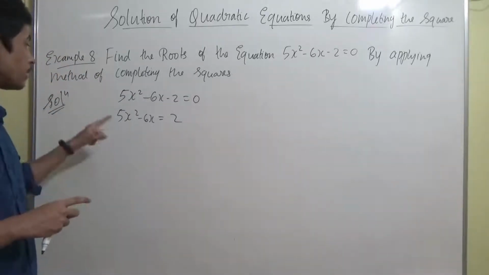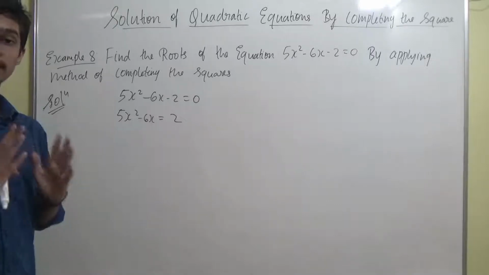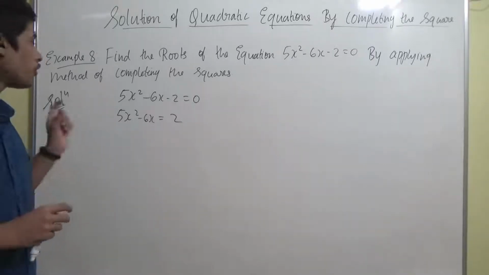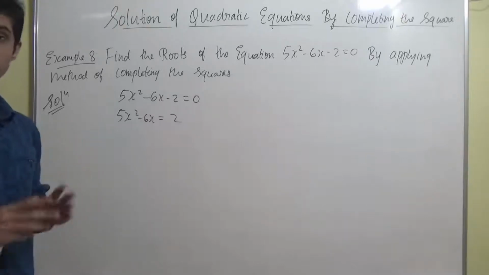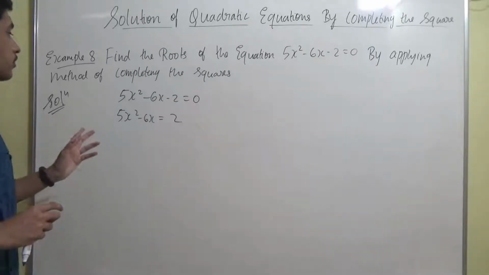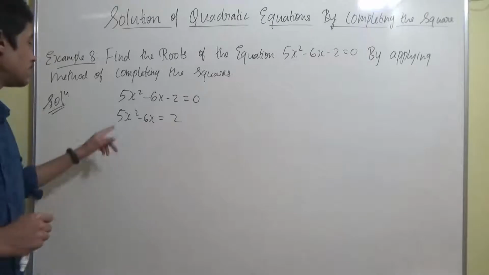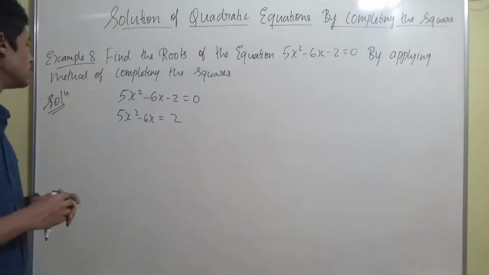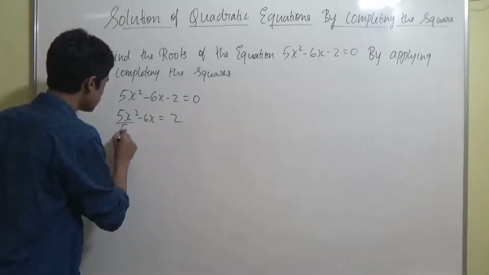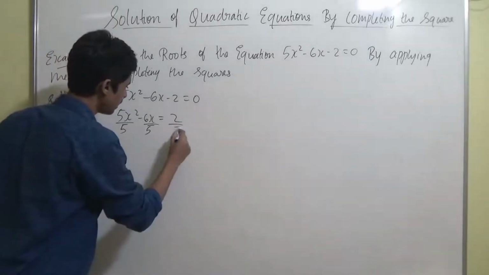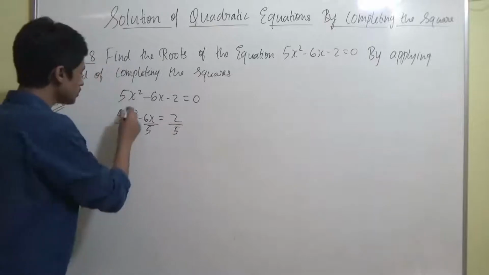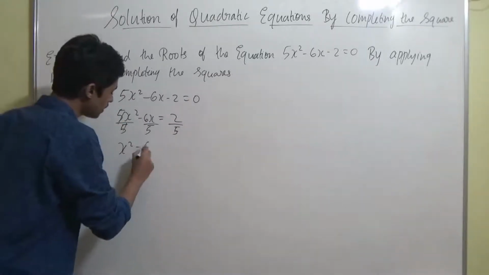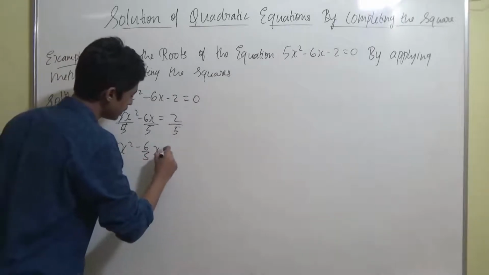The second step is you have to make sure that x square is just x square. It shouldn't have any multiplied number, or the coefficient of x square should be 1. That is, only x square should be there. The coefficient of x square should not be anything other than 1. Here it is 5. So you have to eliminate that 5. So you'll divide all the terms by 5. Right. That time what will happen? That time this 5 will get cancelled. Only x square will be remaining, and here it will become minus 6 by 5 x equal to 2 by 5.